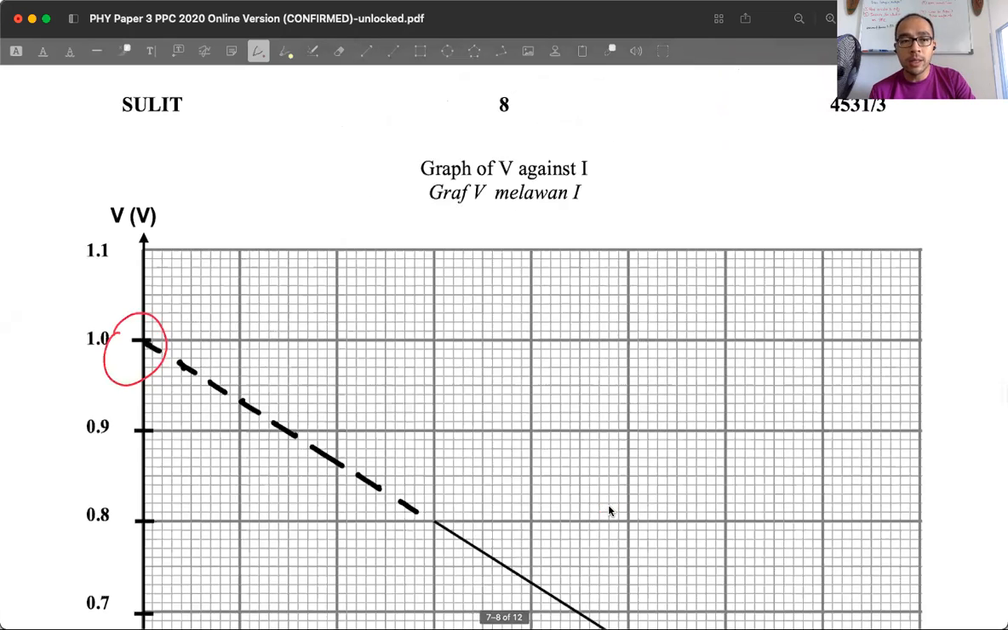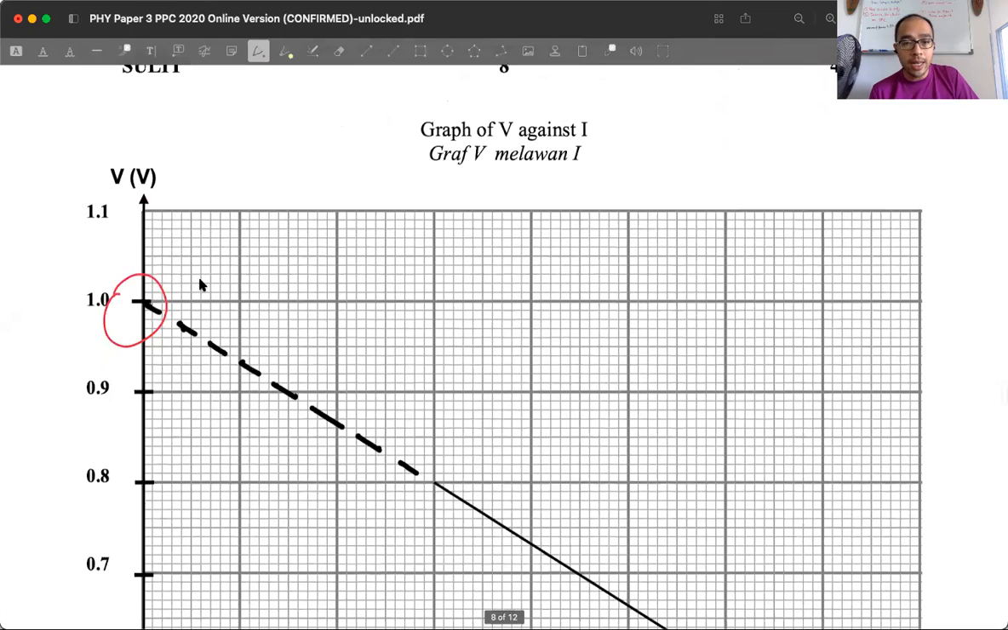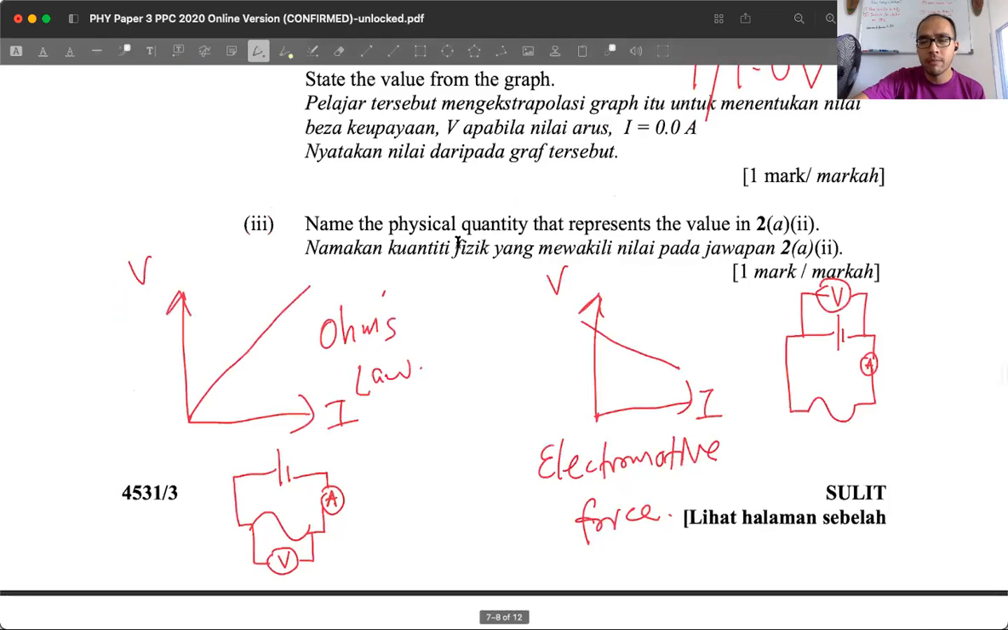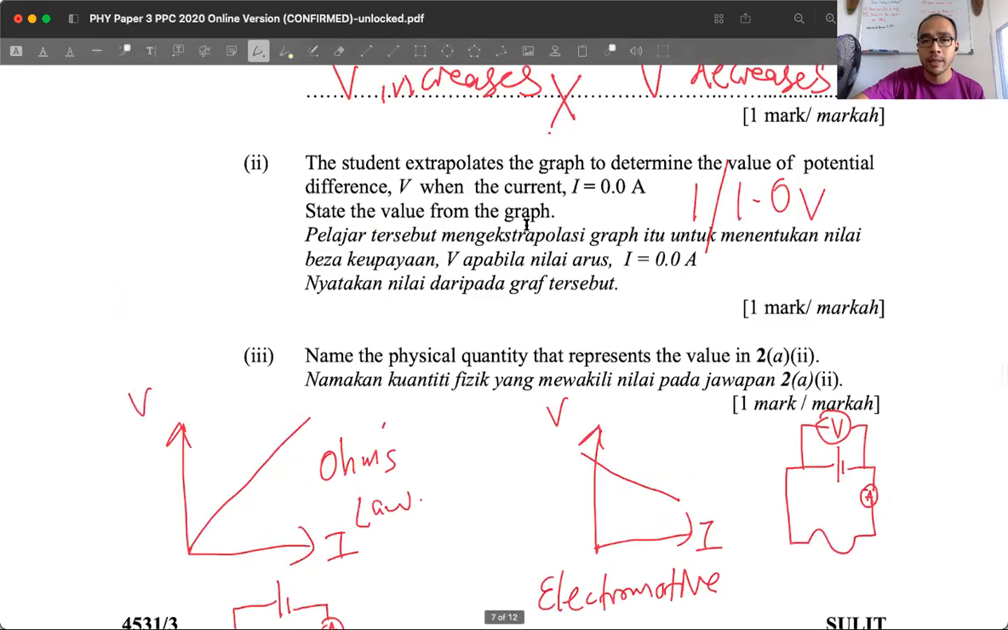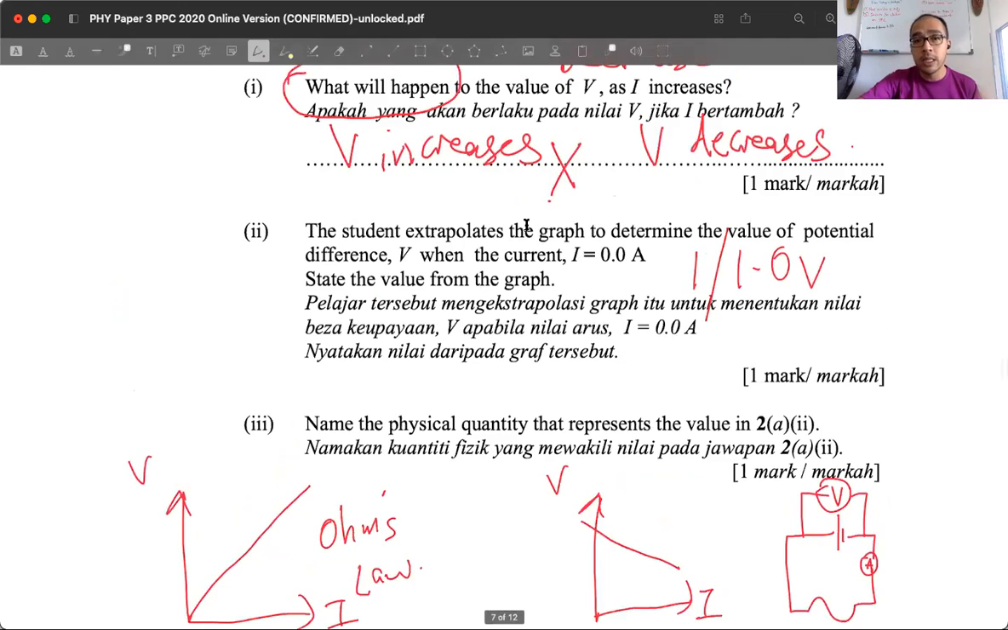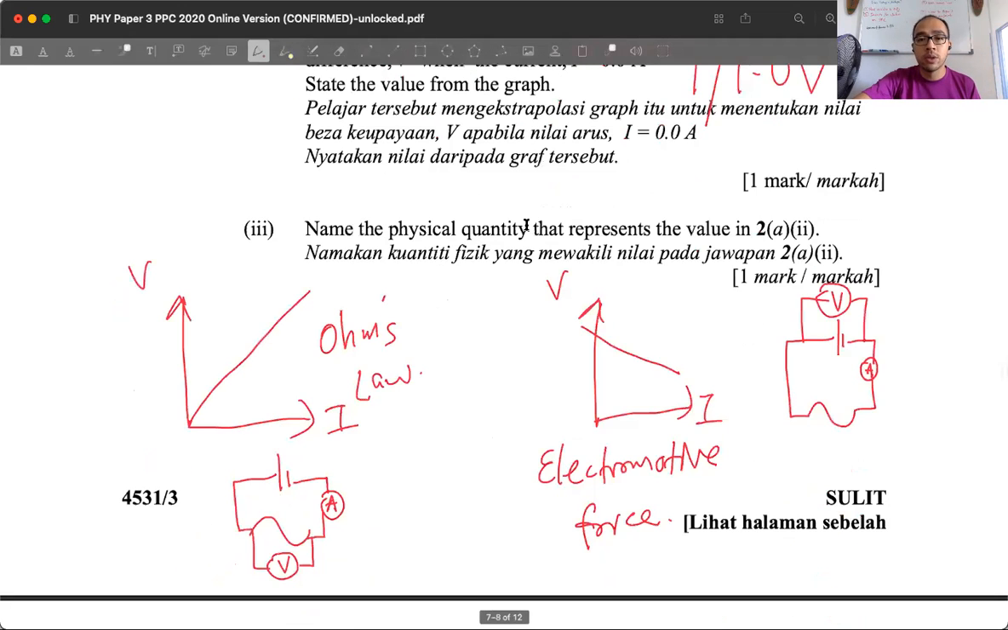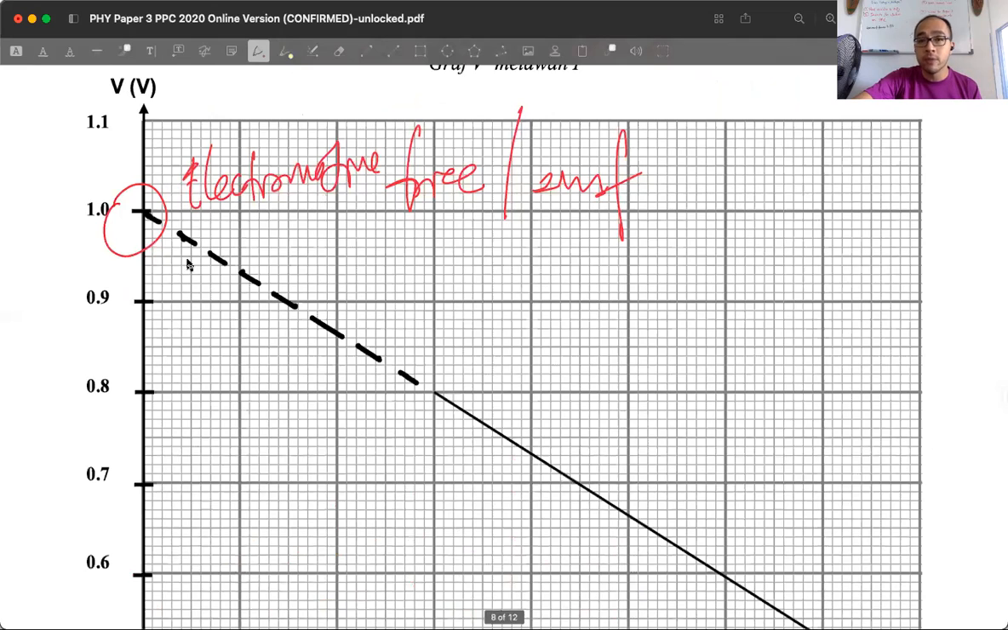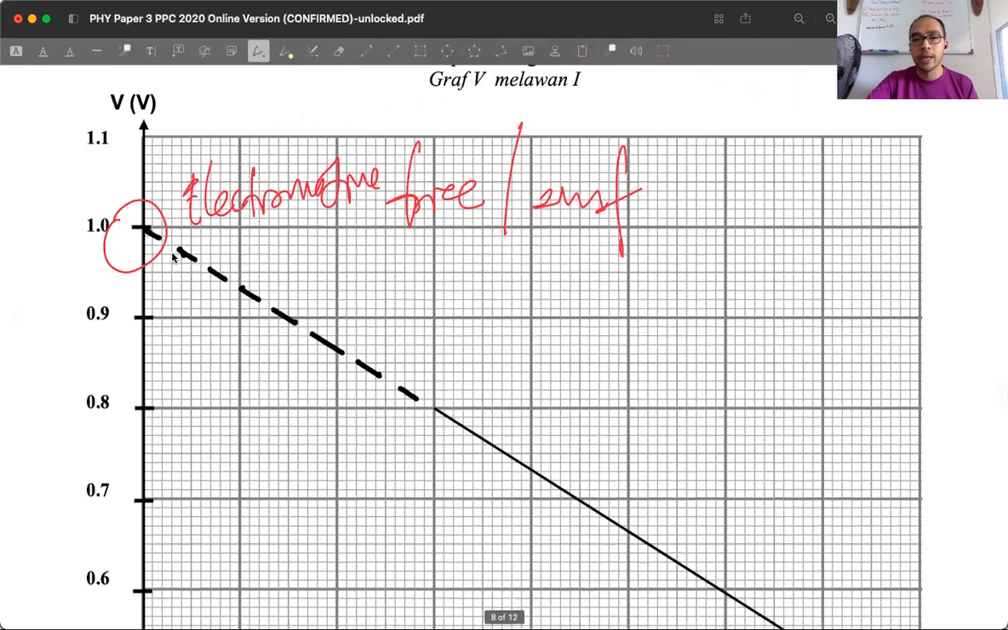So the physical quantity that represents this is actually the electromotive force. If you write EMF only, I will accept it. 1 mark. This is probably one of the few parts in the paper 3 question that needs you to have knowledge. If you didn't get it, most people answered voltage, which means you have forgotten.